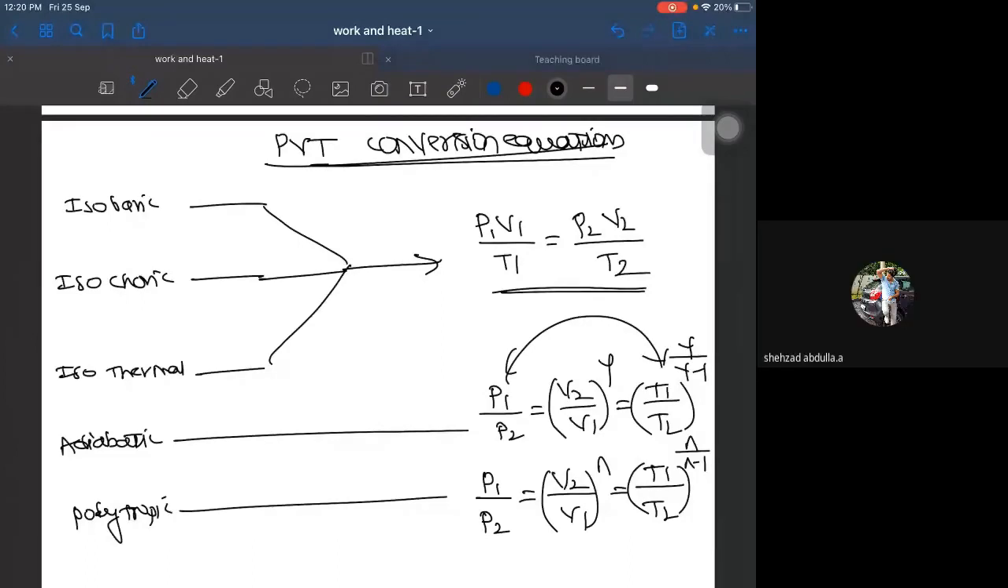Yes, sir. So give me the PVT conversion equation for an isochoric process. P1 V1 by T1 is equal to P2 V2 by T2. For an isobaric process, P1 V1 by T1 is equal to P2 V2 by T2. And for the isothermal, it is the same thing.